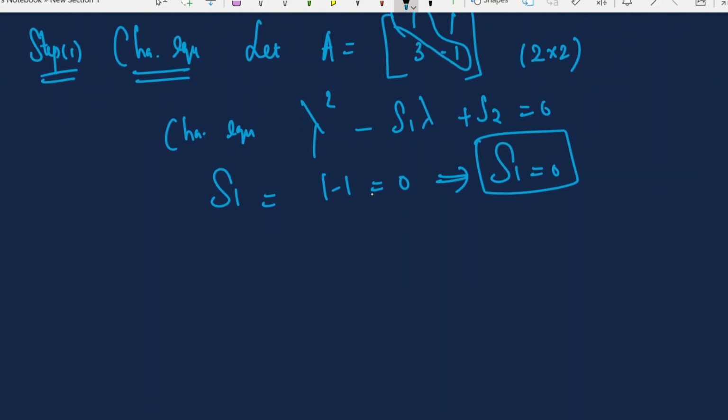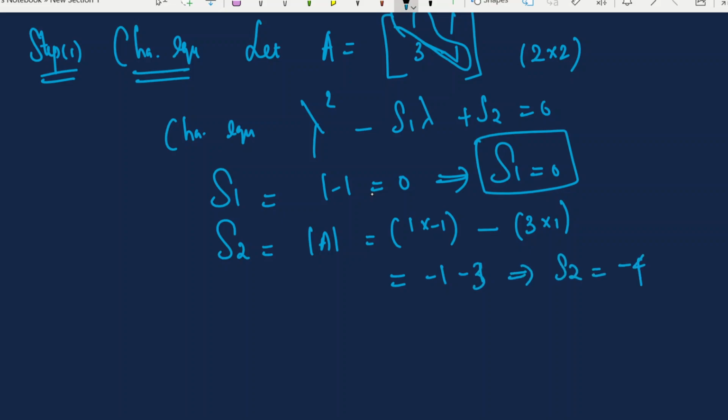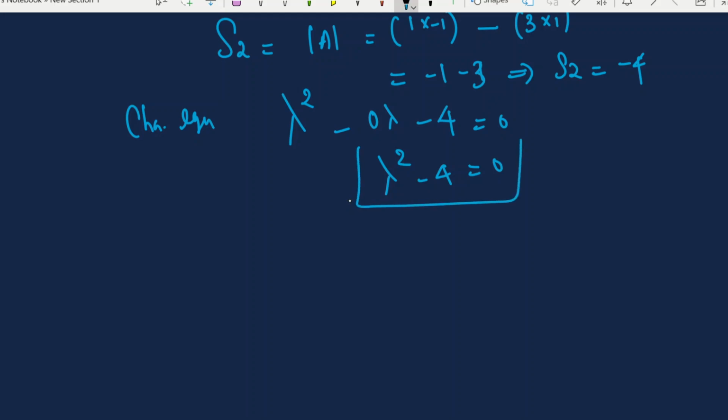Next, S2 is the determinant of A. How can we calculate the determinant? Product of main diagonal minus product of subdiagonal elements, this is for a 2 cross 2 matrix. So the S2 value is minus 1 minus 3. Our S2 value is negative 4. So our characteristic equation is lambda square minus 0 lambda minus 4, so lambda square minus 4 is equal to 0.